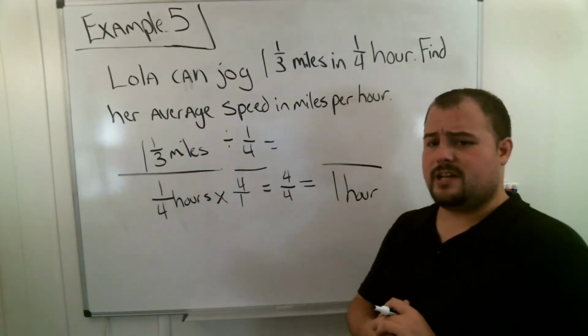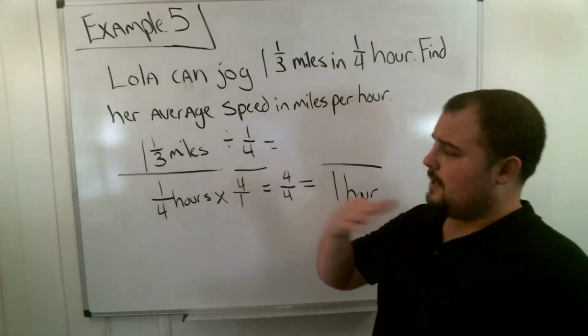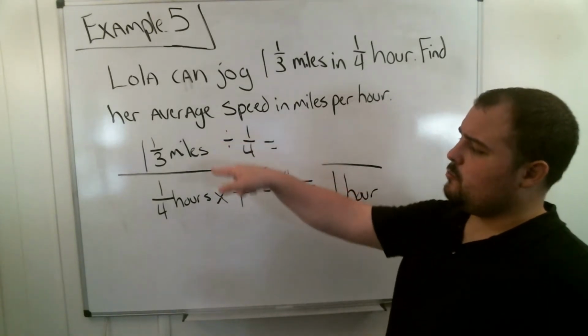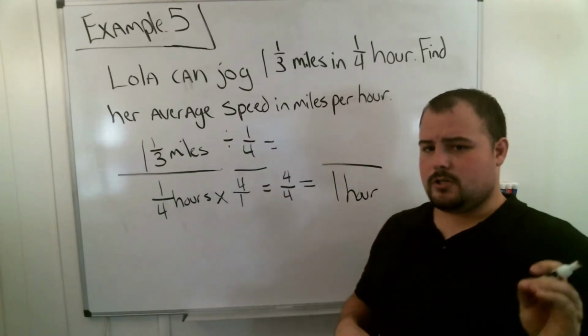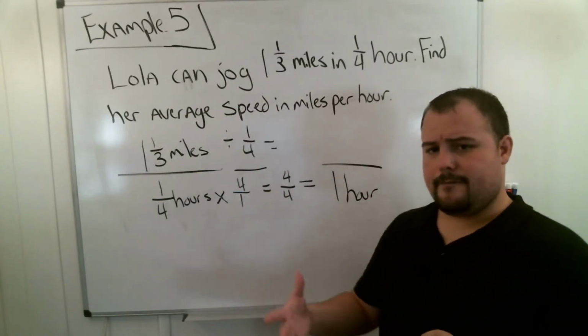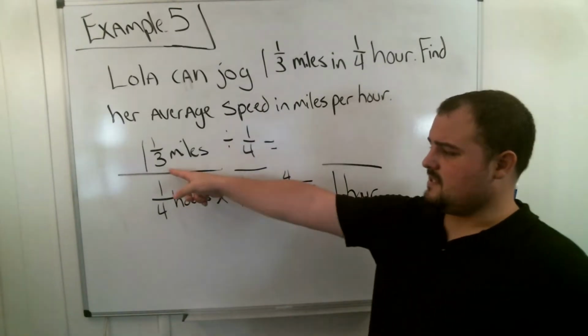We're almost there. Now, this problem here says we have 1 1/3 miles, and it's going to divide by 1/4. We're still going to use the rule of KCF, but before we do that, this is a mixed number.